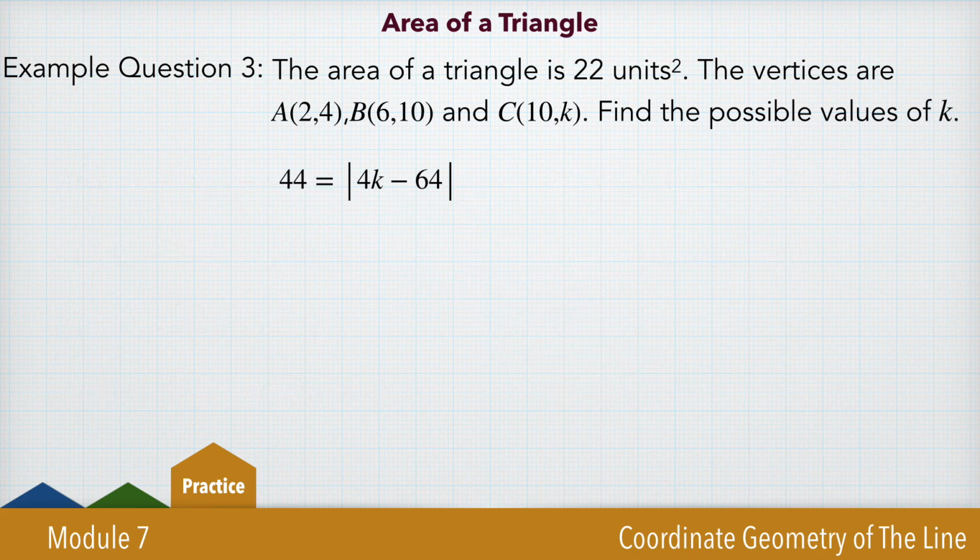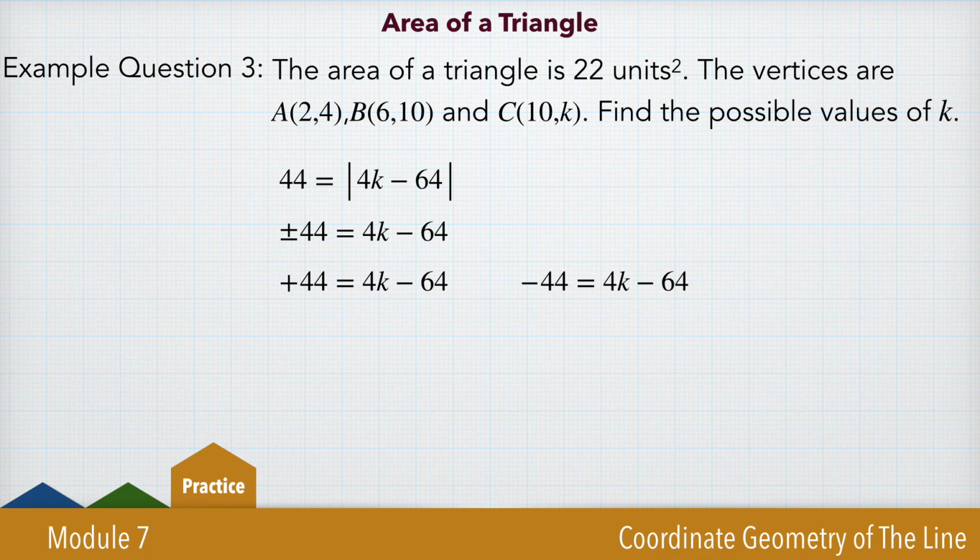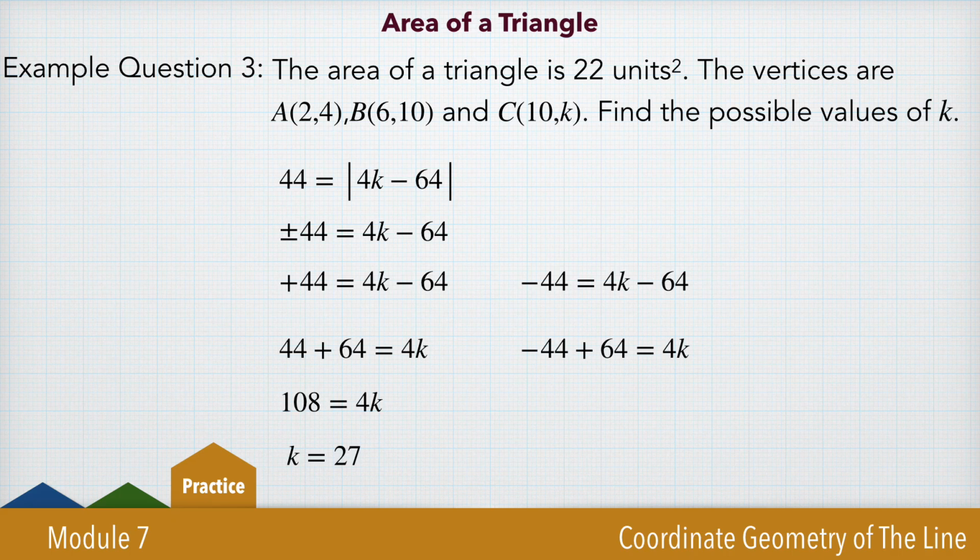To solve this equation with a variable inside the absolute brackets, we go about removing the brackets by adding a plus-minus sign to the other side. We must now separate this equation into a plus version and a minus version. Each equation can now be simplified and then solved for k.